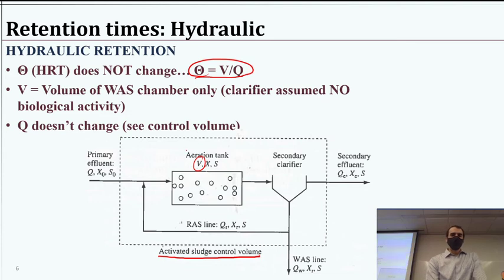And so I misspoke a little. If you look at the control volume on the outside, the Q doesn't change. There's the same Q here as out here. I explained it kind of poorly. If you add QE plus Q waste, this is equal to Q. And so in terms of the hydraulic residence time in that entire system, it's still V over Q.